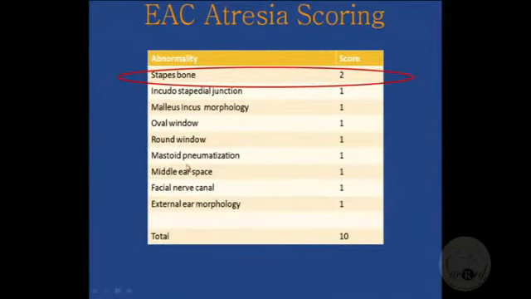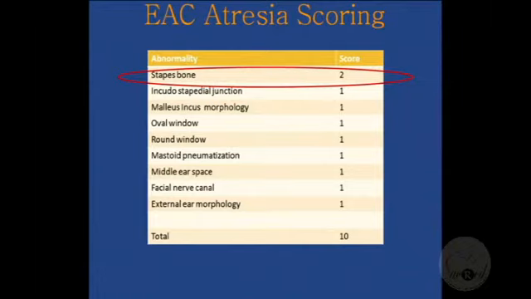Then you have facial nerve morphology. How is the facial nerve going through its normal course in the canal? And then the external ear morphology, which is auditory canal atresia, and also the pinna. Is it normal or not? So let's quickly go through a few images.